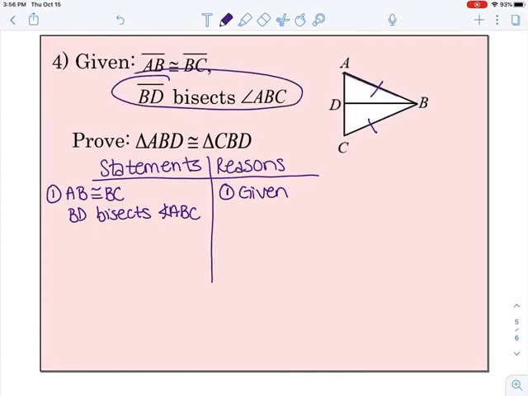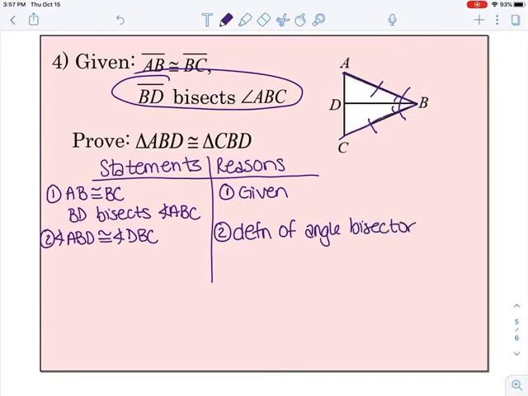So ABC is that whole big angle up here, which means if I'm going to bisect that angle, those 2 smaller angles that make it up are going to be congruent. So that's going to be angle ABD is congruent to angle DBC. And that's because of the definition of an angle bisector. An angle bisector cuts an angle into two congruent angles.